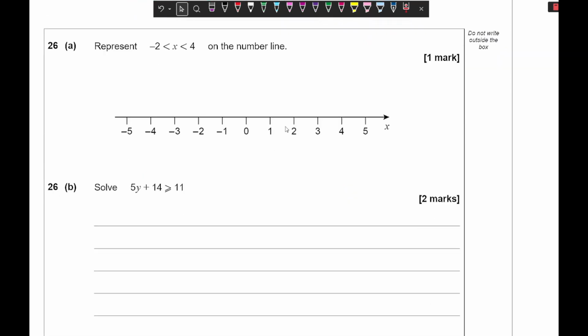Moving on to question 26a, it says represent x's between -2 and 4 exclusive of those two numbers on a number line. So for this, we draw a circle on -2, we draw a circle on 4, and we draw a connecting line between the two. Now it's just to check to see if I need to colour those in, which I don't, because there's no equal line underneath those inequalities, so that would be correct.